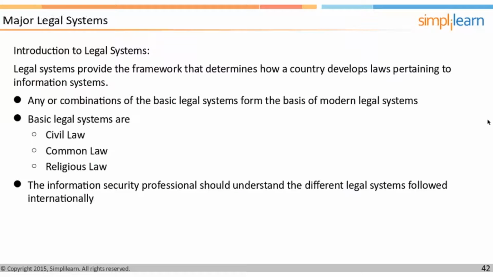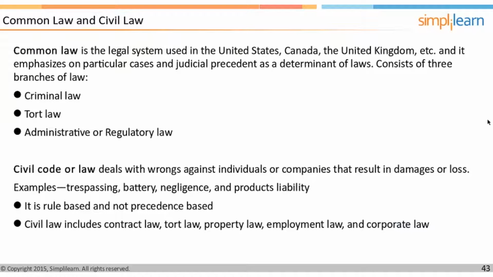Okay, so we will also discuss some of the legal systems throughout the world being used today. Again, the idea is that you are not going to be lawyers, but you have to understand the basics of this legal system so that you can assist and work with the lawyers. All right, so the common law is very much used in the US, Canada, the UK, etc. Right? So there are 3 branches to this common law. You have the criminal law, the tort or the civil law, and the administrative or regulatory law.